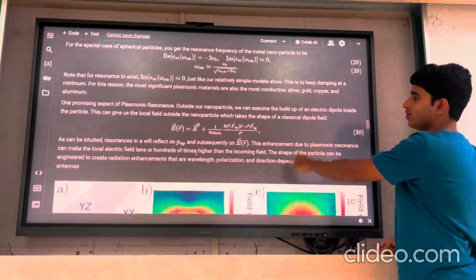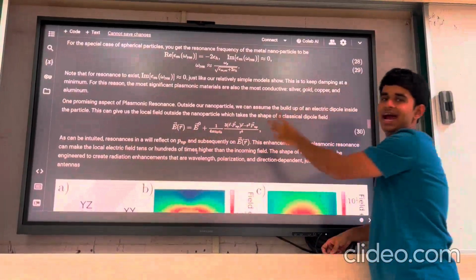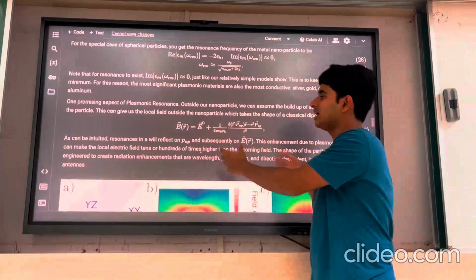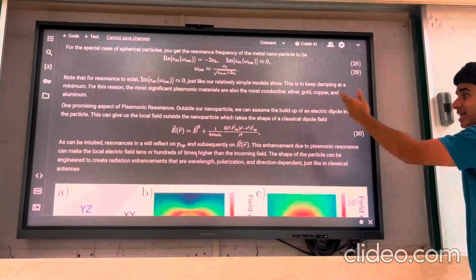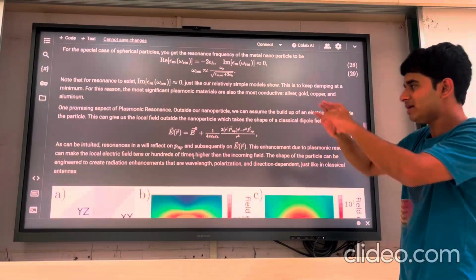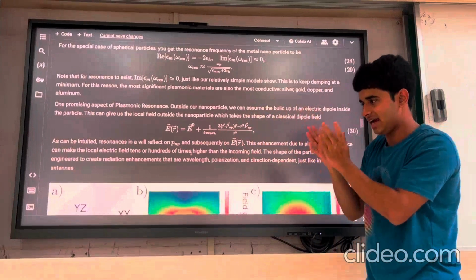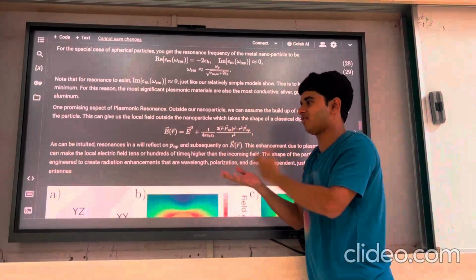This means that you're going to get an enhanced local electric field at the plasmonic resonance. This enhancement due to plasmonic resonance can make the local electric field tens or hundreds of times greater than the incoming field. The shape can be changed to basically have a different resonance frequency and hence a different build-up of a different electric field component.